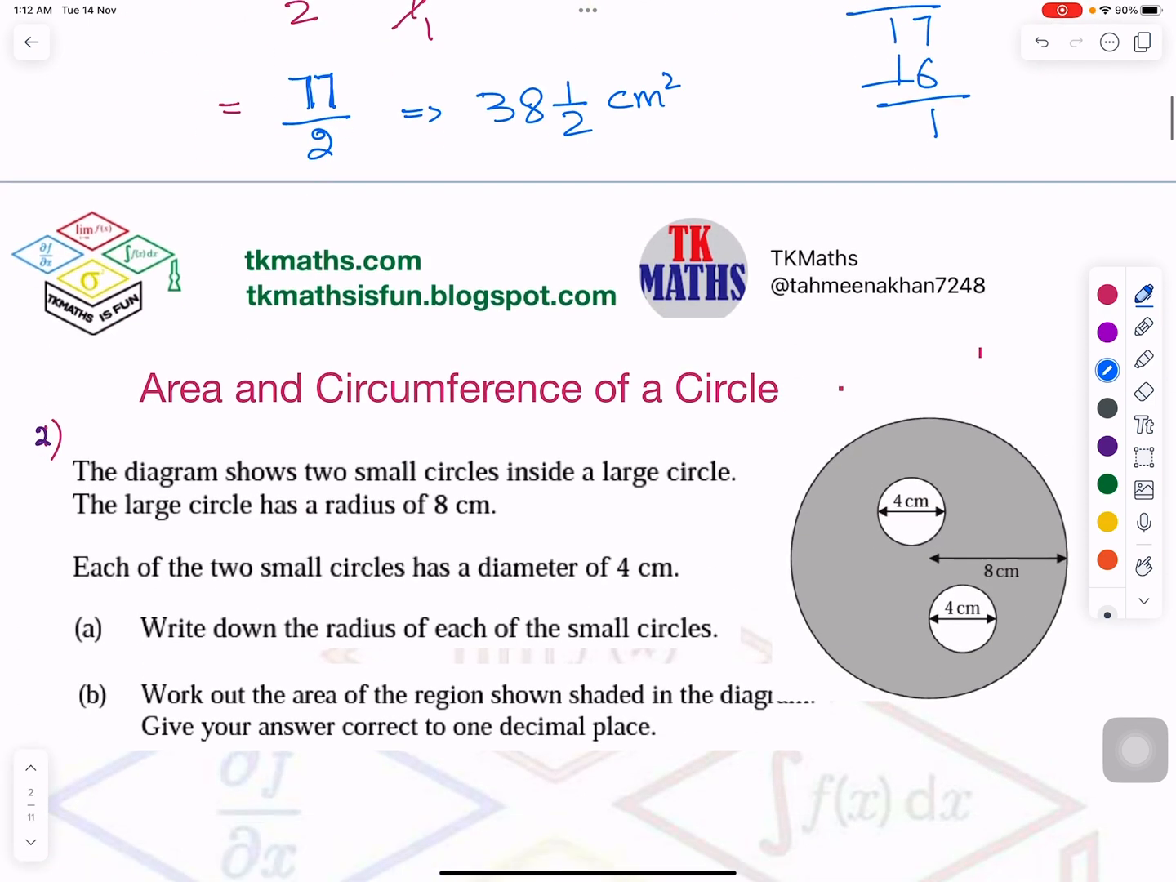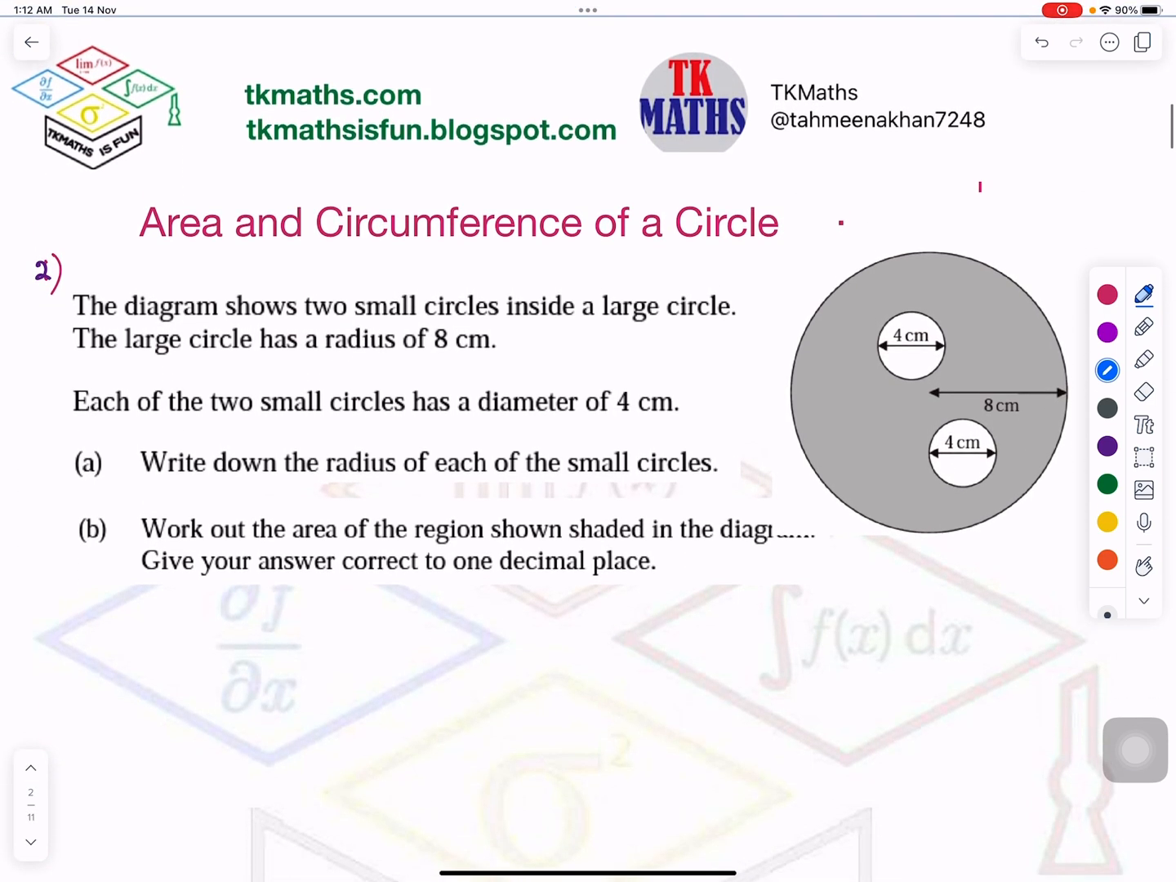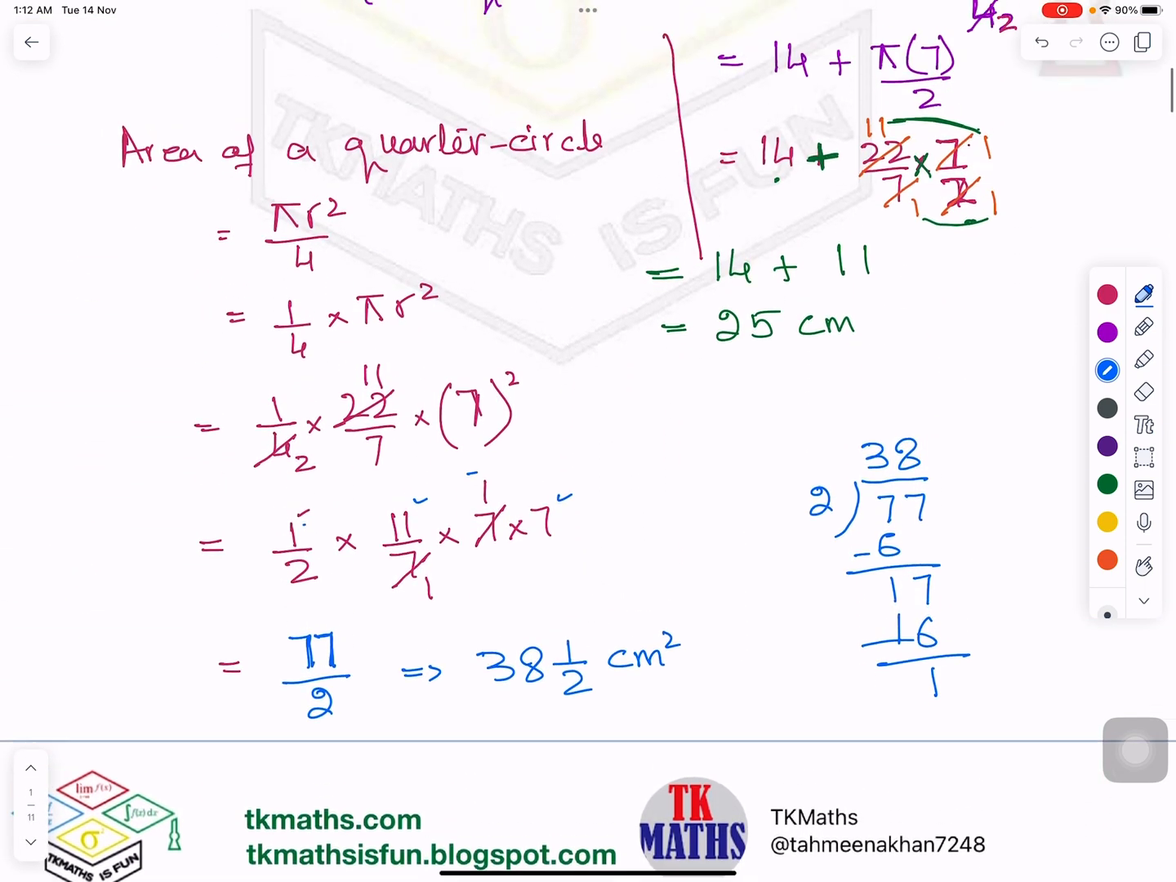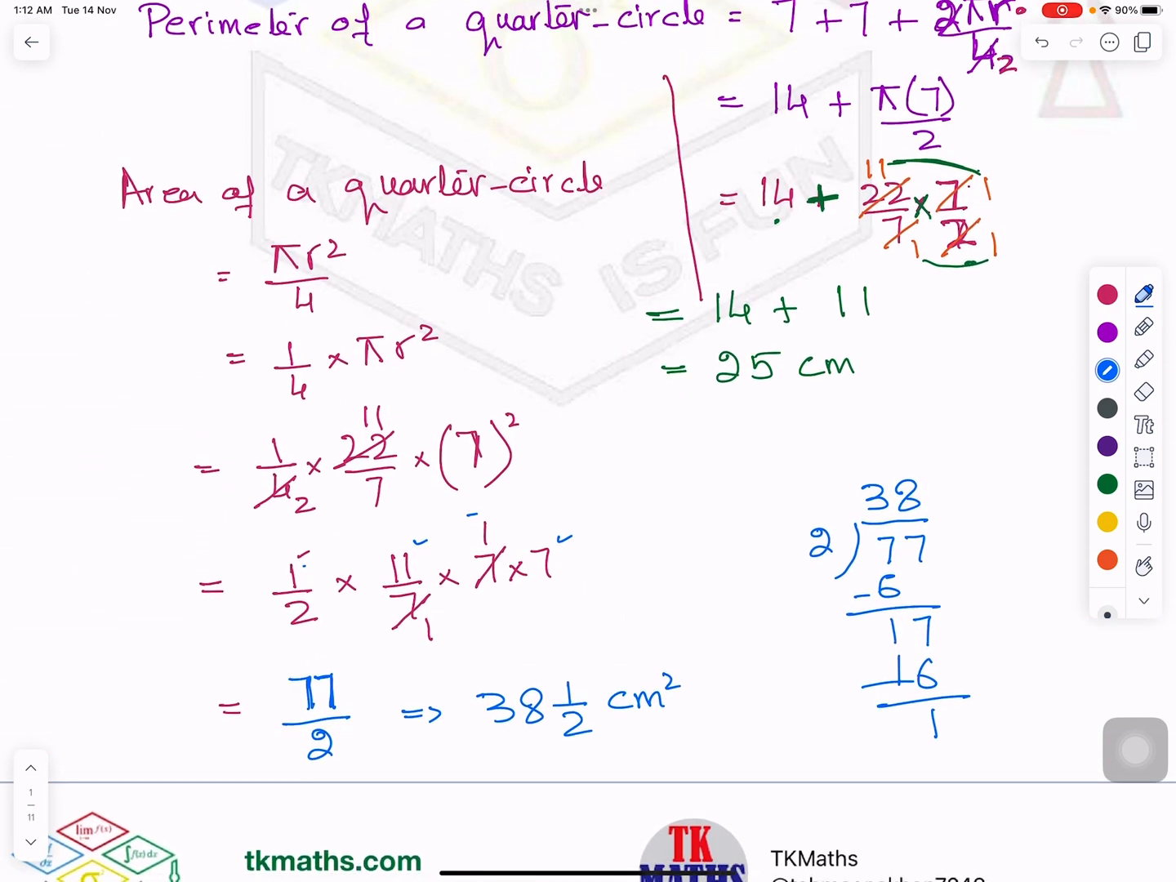So in the next question, we will see this one. I have taken here 7 questions on circle, and circumference and area of a circle. So I'll make small videos. Okay. So you will find the link in the description below.